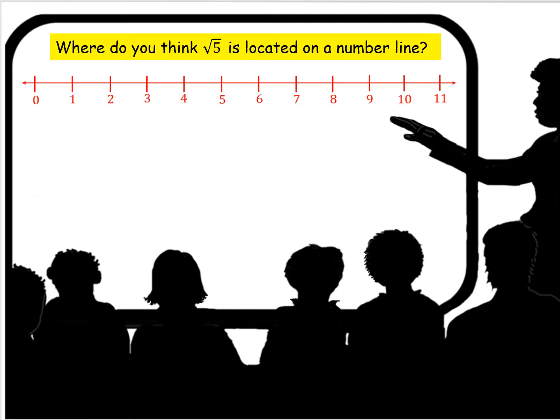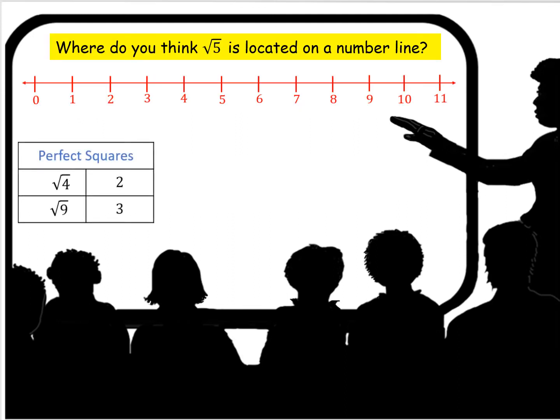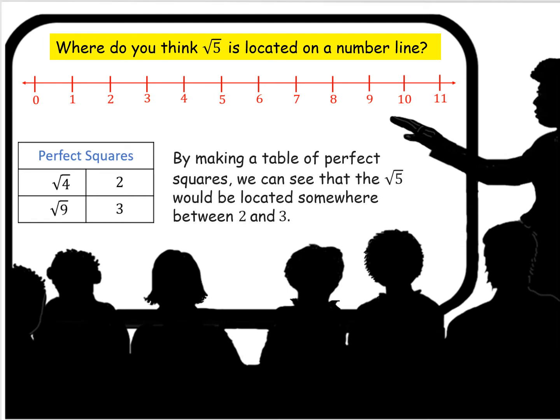So here's an irrational number, the square root of 5. Where is that located on a number line, and how would we figure it out? Well, the first thing we can do is make a table of perfect squares that we know. The square root of 4, we know, is 2. We know that the square root of 9 is 3. So what does that tell us? It tells us that the square root of 5 is located somewhere between 2 and 3 on the number line.